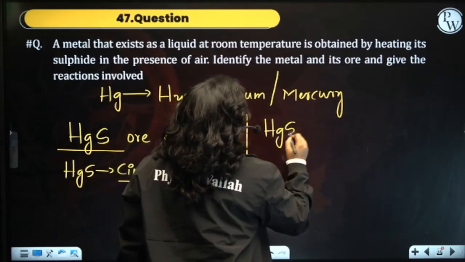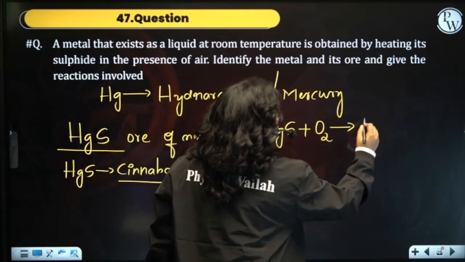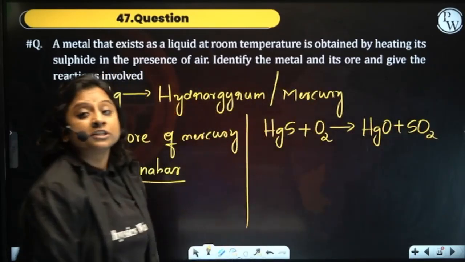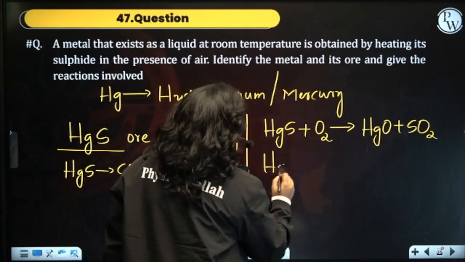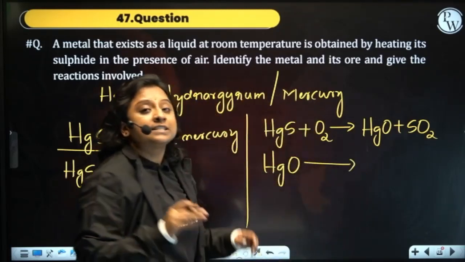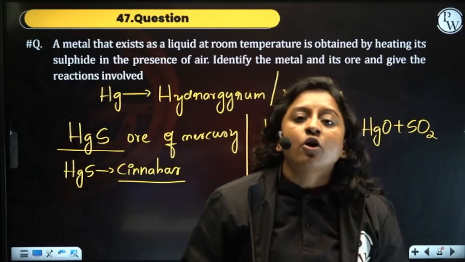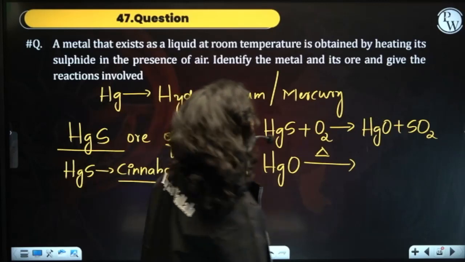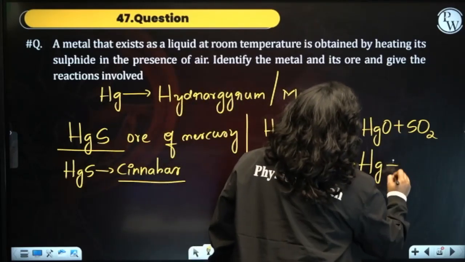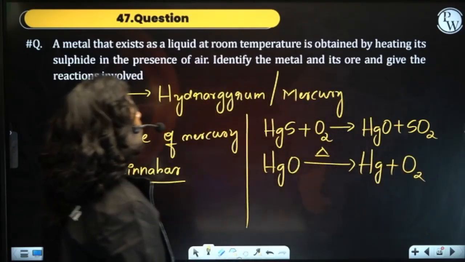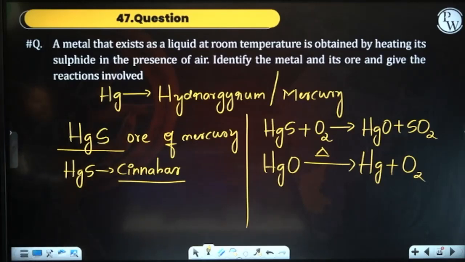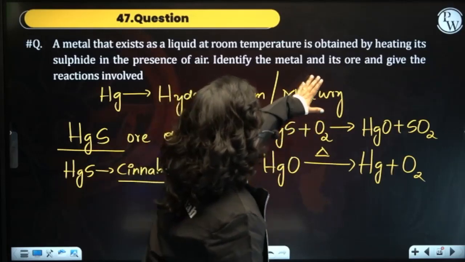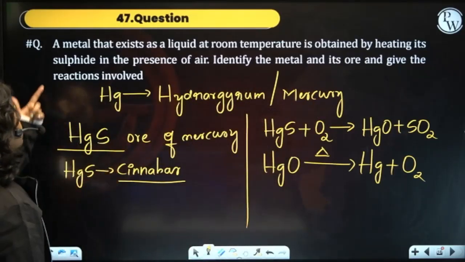How do you get mercury now? By heating the sulfide ore in the presence of oxygen, we get mercury oxide plus sulfur dioxide. Now this mercury oxide is not stable, so it has to undergo a decomposition reaction on heating to form Hg plus oxygen. So you get Hg plus oxygen. Identify the metal. You identified it as mercury. Its ore, cinnabar. Give the reaction involved.